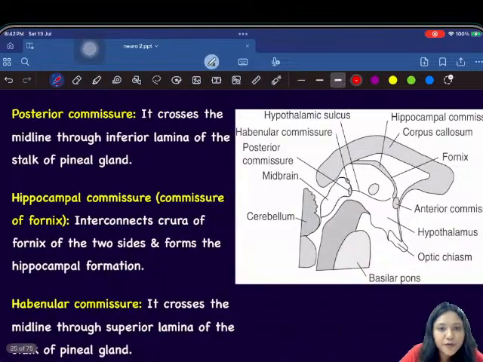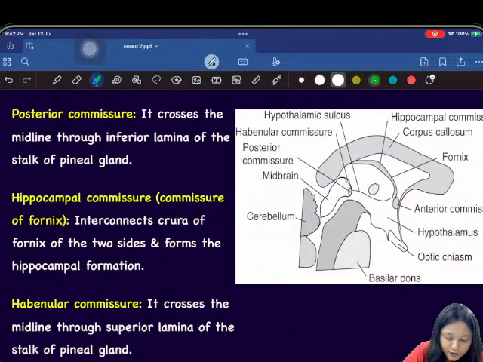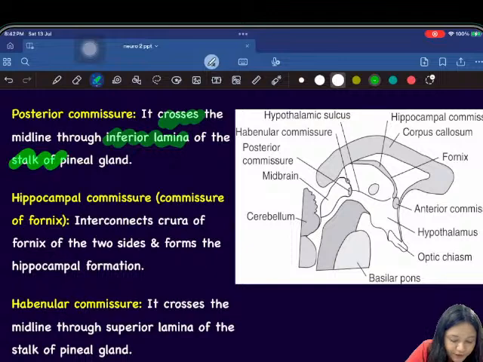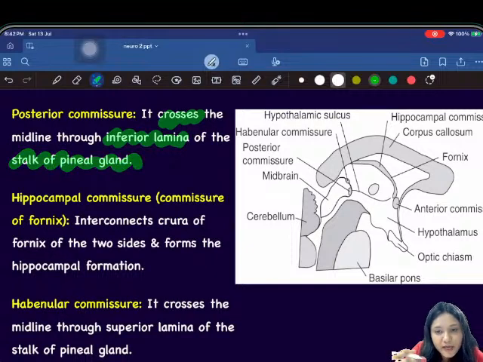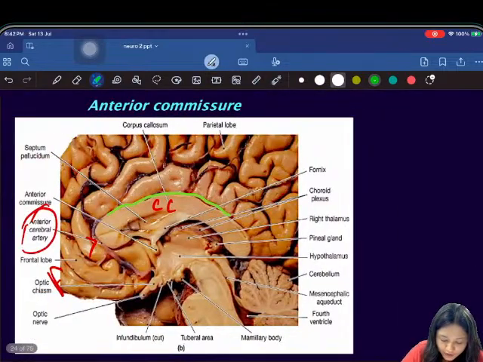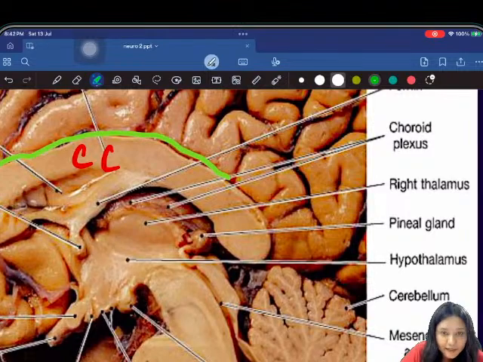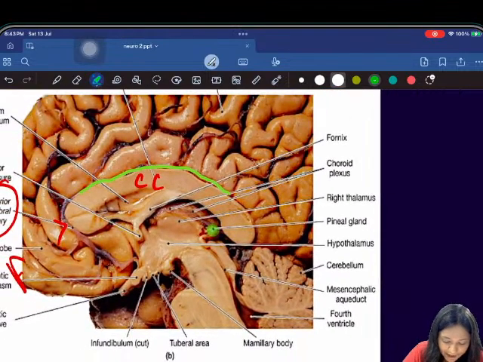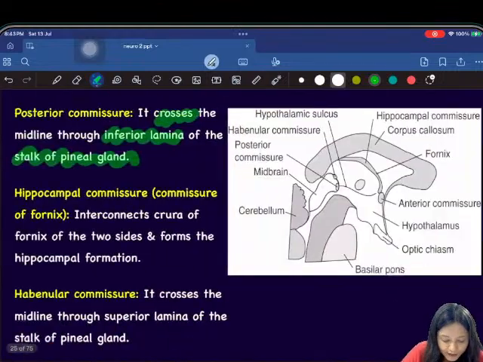Let us come to the posterior commissure. Now the posterior commissure crosses the midline through the inferior lamina of the stalk of the pineal gland, sorry. So in this image we have located the pineal gland. Okay, this is the pineal gland. If you trace the inferior stalk of the pineal gland, then you will get the inferior lamina of the pineal gland, then you will get the posterior commissure.